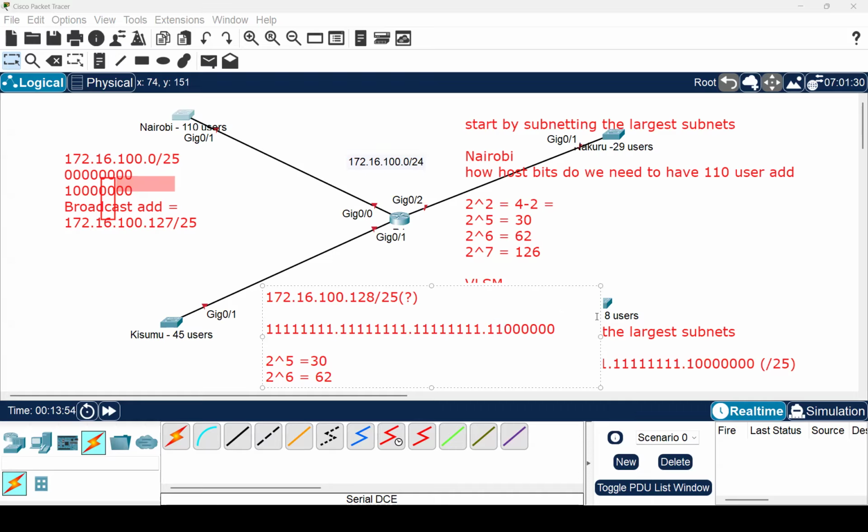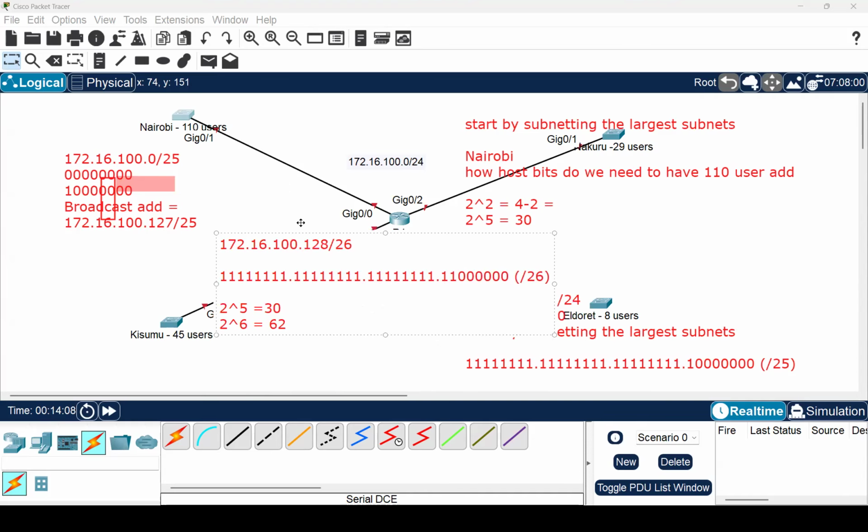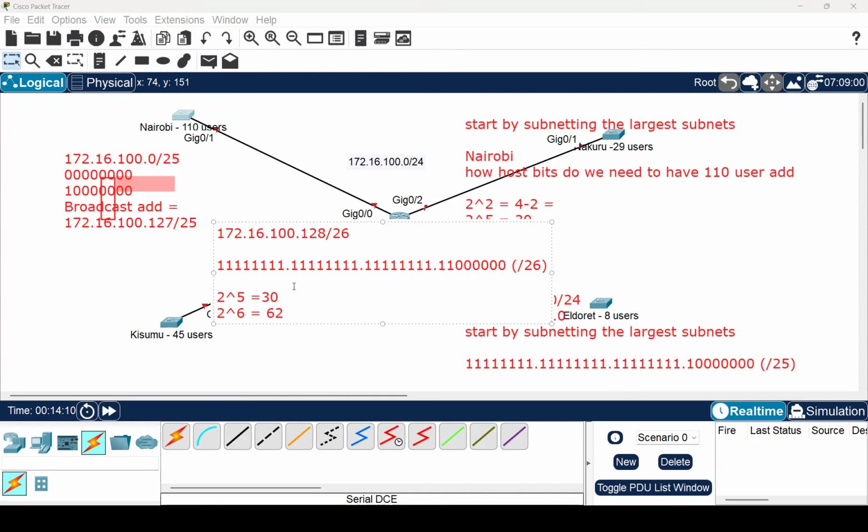And so this now will become a /26. And so now here, our network address for Kisumu will become a /26. And now with that, we need to get a broadcast address, and then from the broadcast address, get the network address of the next subnet.